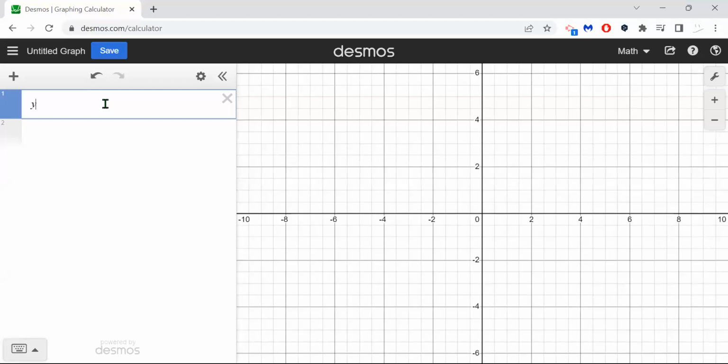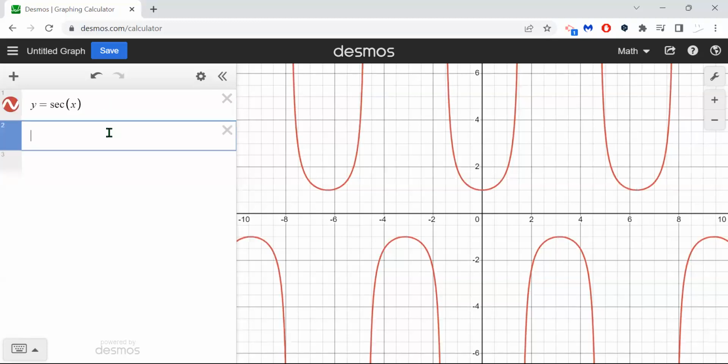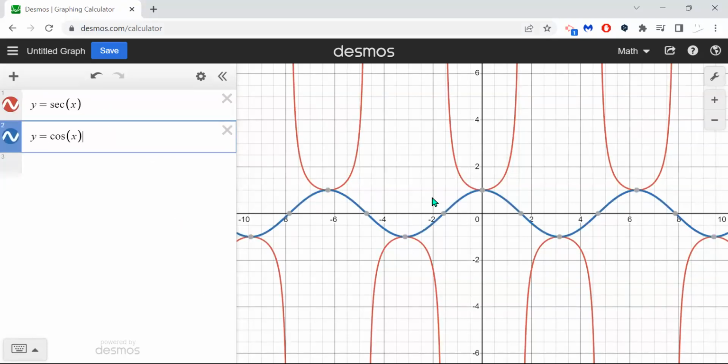Y equals secant of x. Ta-dang. Y equals cosine of x. Can you see? So cosine x is the blue one. Then you realize that at each of the points where it's a turning point, it happens to touch it. But the secant x graph, because it's 1 over cosine, has vertical asymptotes.